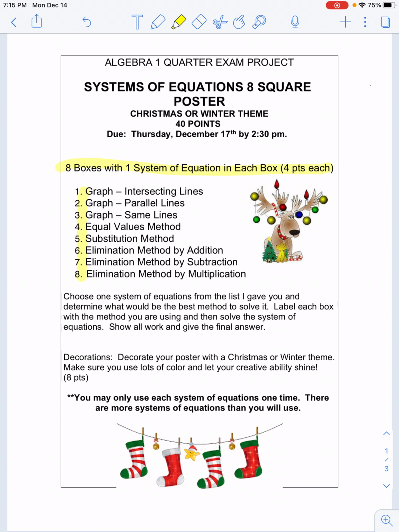In these 8 boxes, you're going to have steps 1 through 8 right here. So in 3 of the boxes, you'll show me a graph that has intersecting lines or parallel lines or the same line. So you need to find a system of equations that would give you that type of answer. The 4th box, you will show the equal values method.